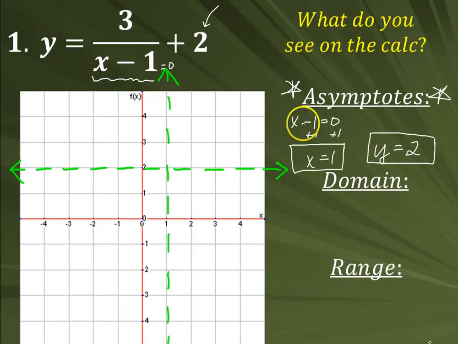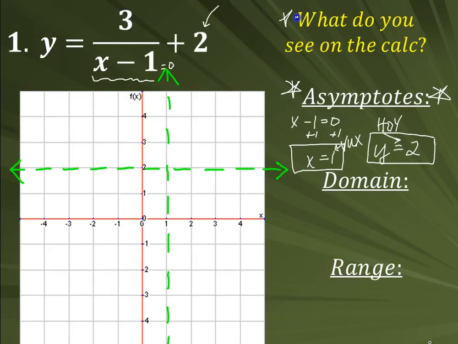So step 1 is asymptotes. I have a horizontal line at 2 and a vertical line at 1. So draw those two on there. I have a horizontal line at 2. Remember they're dotted because they're not really there. And a vertical line at 1. Okay, so I have my two asymptotes.